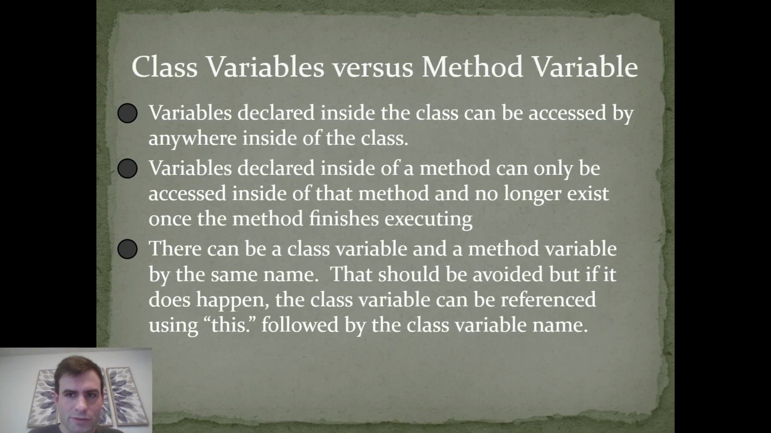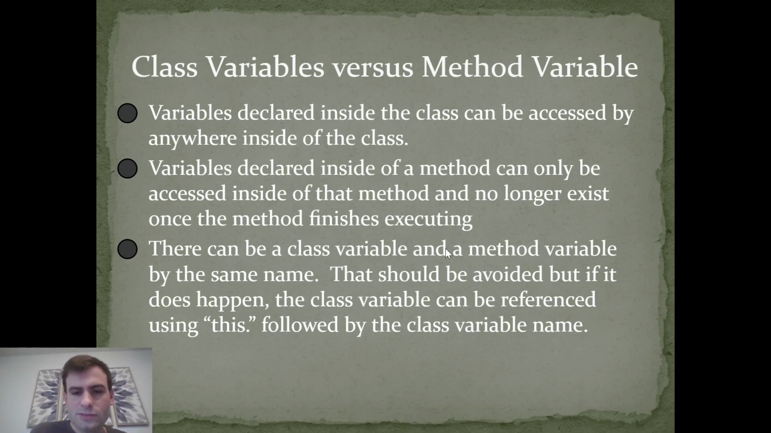Class variables versus method variables. A variable declared inside a class can be accessed anywhere inside that class. So if you start with the class, like class shape, and we declared x and y there, or height and width, it can be used anywhere in all the methods. Variables declared inside a method can only be accessed inside that method specifically, and no longer exist once the method finishes executing. So if you want to use a variable over and over again, you want to put that in the class, not the method. But if you want to use it just in the method, you put it in the method.